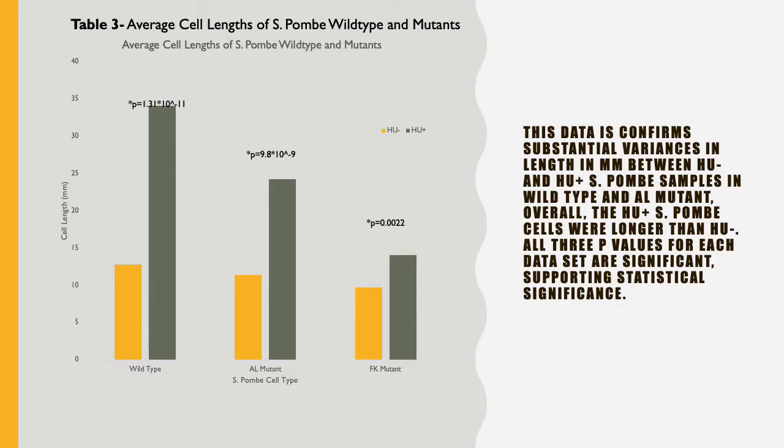In my paper, this is referred to as Table 3, which is the average cell length of S. pombe wild type and mutant cells. So this data confirms that there are substantial variances in length in millimeters between the HU positive and HU negative. You can see that the yellow color is HU negative and the gray color is HU positive. And by the bar graphs, the HU positive one is much longer. Overall, the HU positive S. pombe cells were much longer than the HU negative. All 3 p-values for each dataset are statistically significant, supporting their significance.